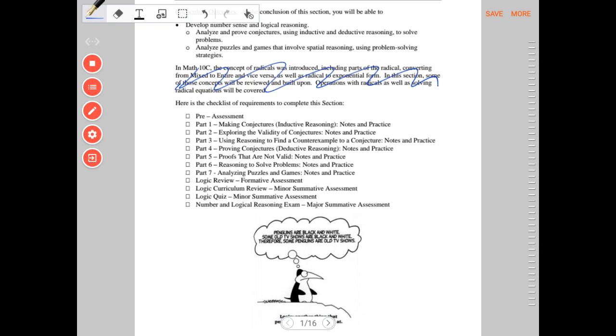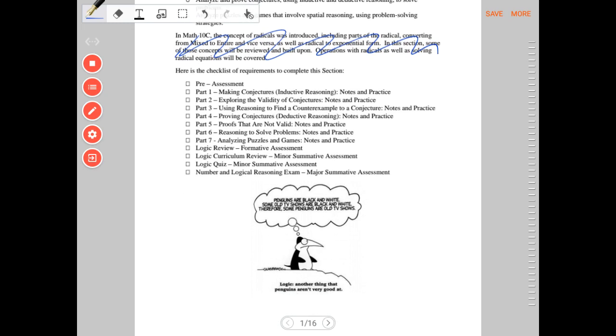Okay, here's the checklist of requirements to complete this section. There's a pre-assessment, Part 1, Making Conjectures, Inductive Reasoning, Part 2, Exploring the Validity of Conjectures, Part 3, Using Reasoning to find a counterexample to a conjecture, Part 4 is Proving Conjectures, Deductive Reasoning, Proofs that are not valid is Part 5, Reasoning to solve problems is Part 6, and Analyzing puzzles and games is Part 7. There'll be a review in the form of a formative assessment, a curriculum review, a quiz, both of those are your minor summatives, and then there'll be an exam on number and logical reasoning, so that's chapters 4 and 1.